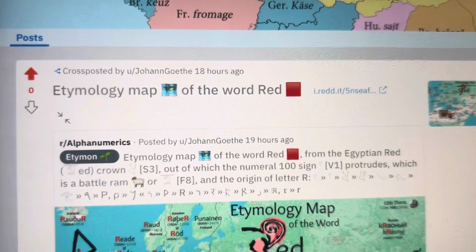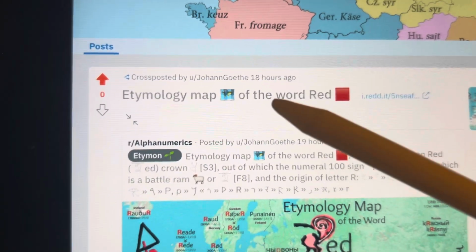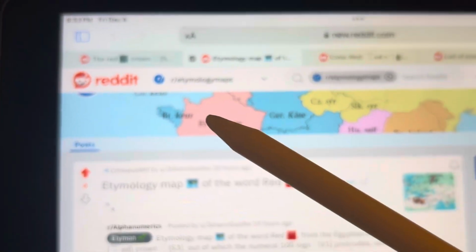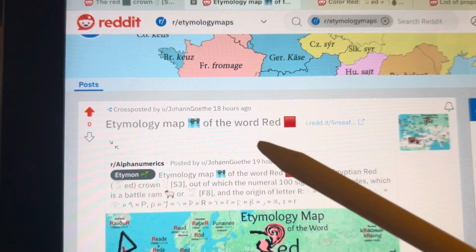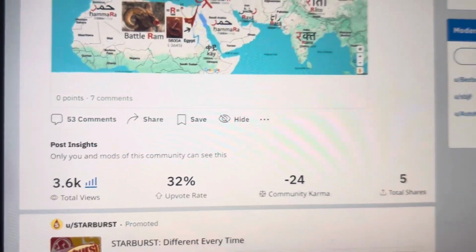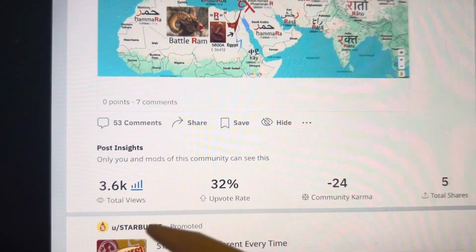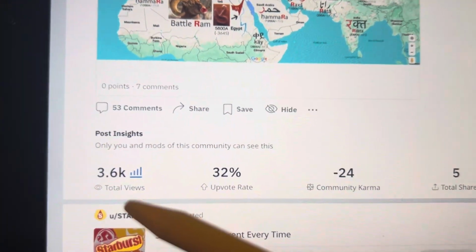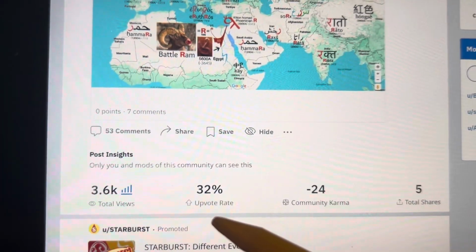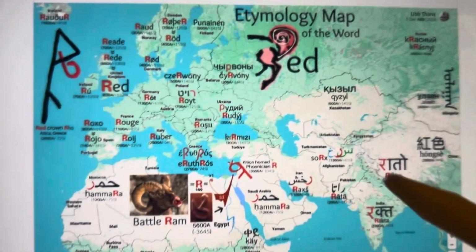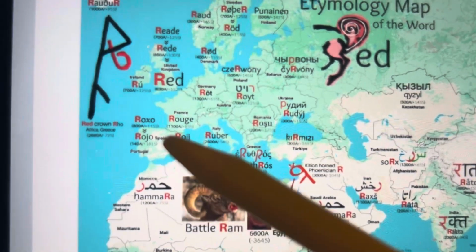So it'll be 18 hours ago I cross-posted this to the Egyptology Maps sub. And it has 3,600 views, 32% upvote rate, 5 shares. And we see some of those things I've corrected here.